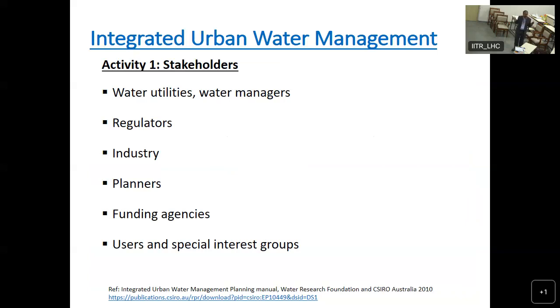The planner should also be an integral part of the integrated water management or water system and design approaches implementation. They can be urban planners, they can be transport planners. Any planning involvement should also be considered. Funding agencies: who is going to provide the funding for providing those services?